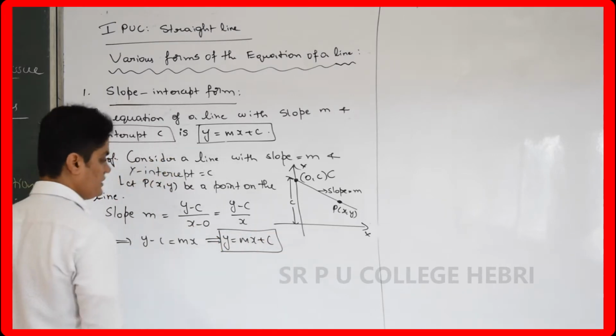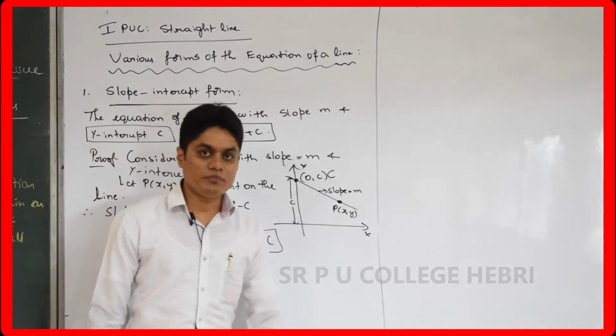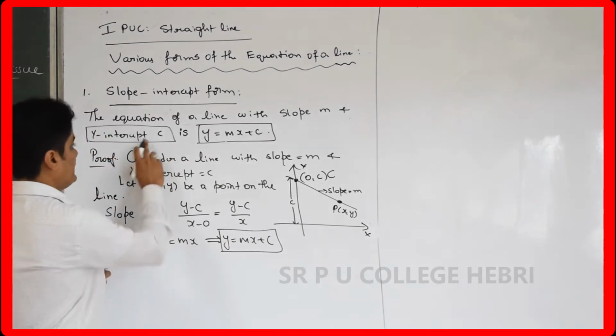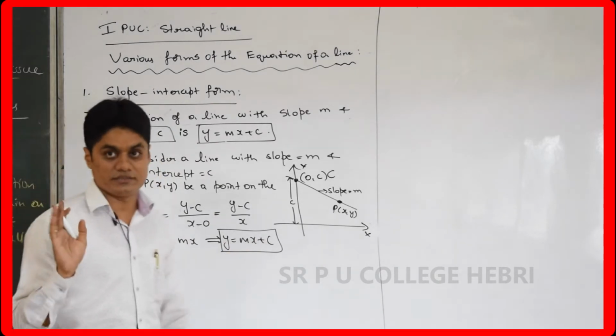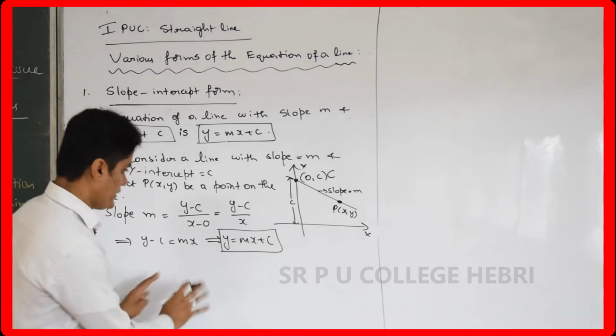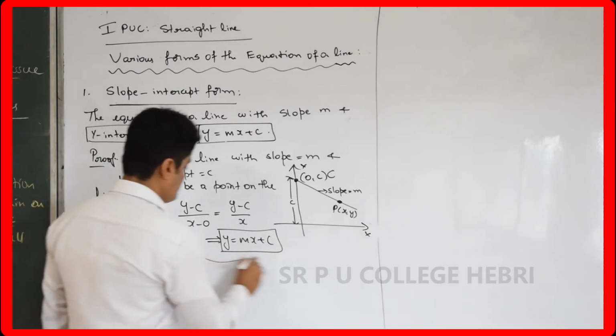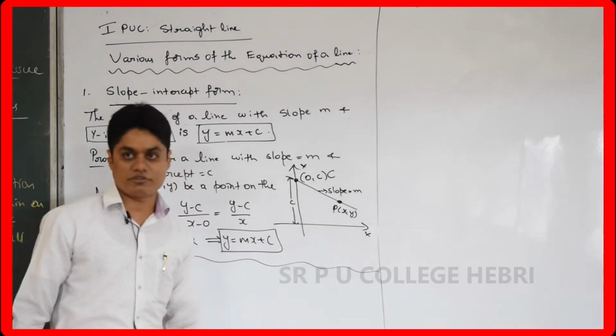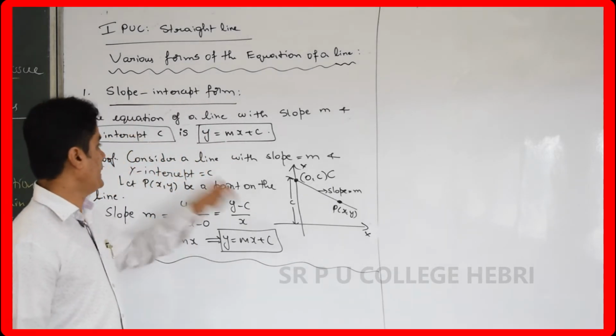So this is known as slope intercept form. In this form, the intercept is the y intercept. This is very important. You may get a question in the exam like: derive the equation of a straight line with slope m and y intercept c.